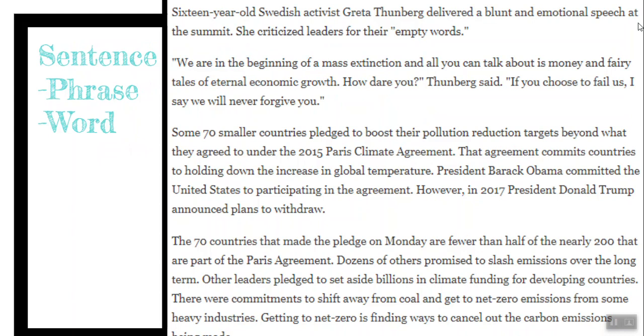Now we're going to take a look at sentence, phrase, word, another routine. So this is a part of an article on Newsela. We're going to read through just this small portion today, and we're really thinking about what Greta's message is and what she's saying about climate change.